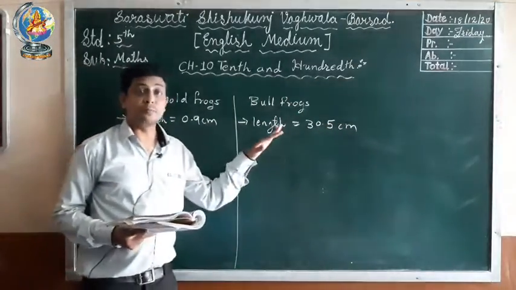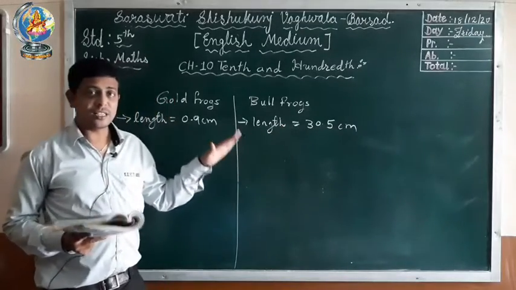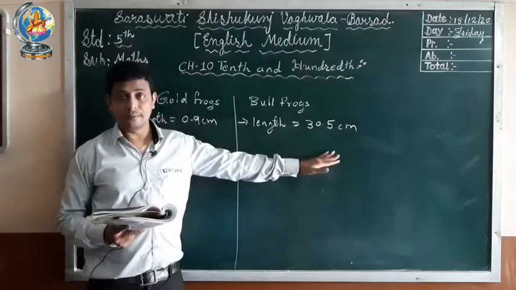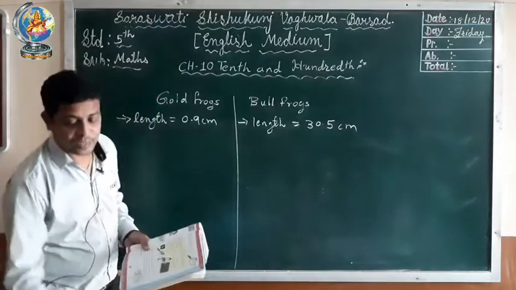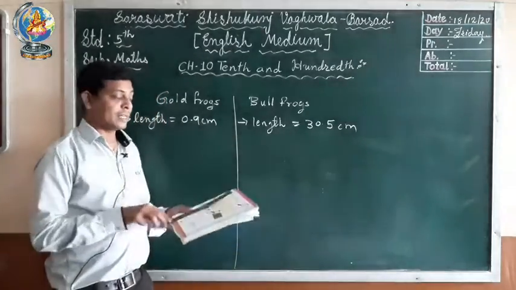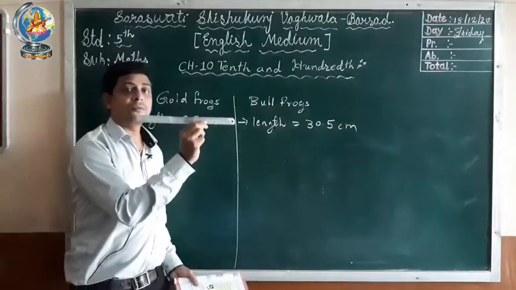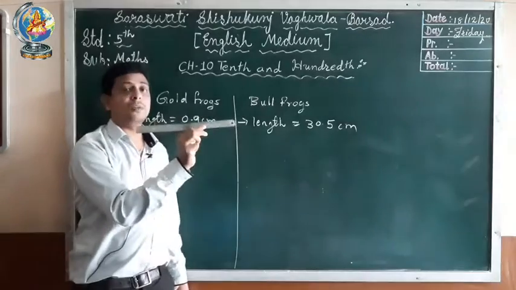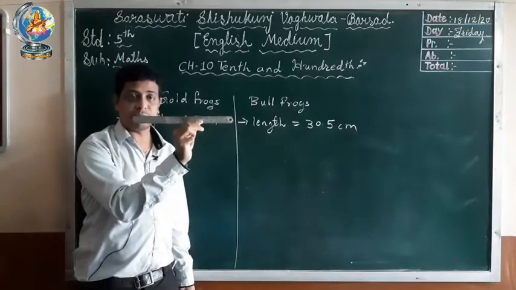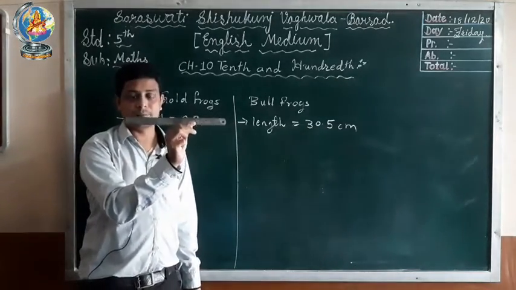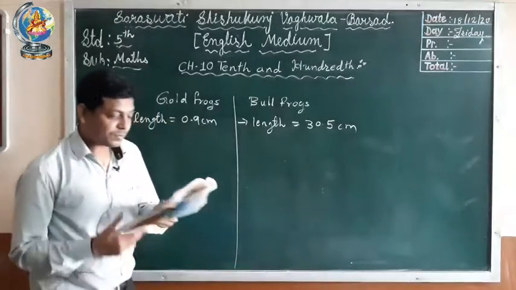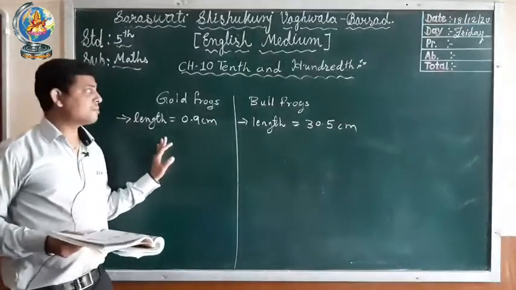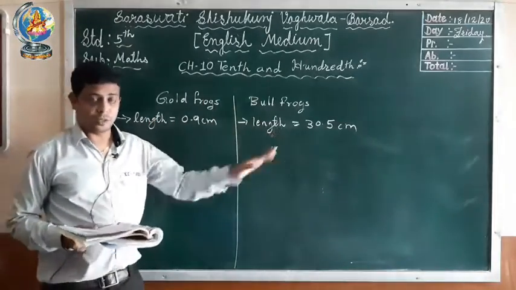30.5 centimeter means it is nearly about 1 foot. Okay, it is 1 foot big, means like this much big. This scale is of 1 foot or 30 centimeter. So the bullfrog will be like this much big, means 1 scale size. Okay. Now, so these are the two differences between bullfrog and bullfrog.